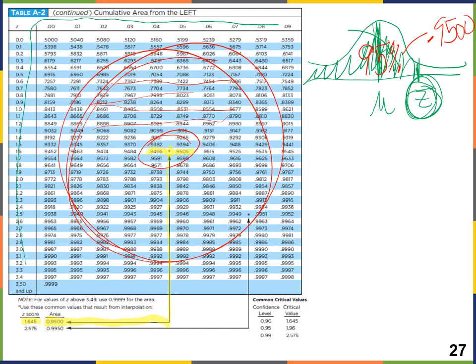Why is that one given to us? Well, because it's a pretty common one, so they place it here, even though it falls in between 2. And the z-score has to be given now in 3 decimal places to be more specific.